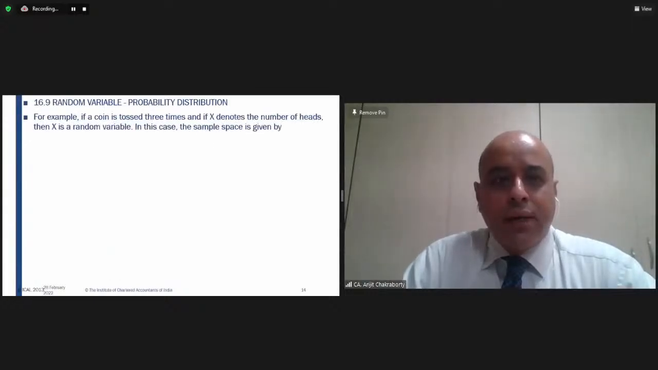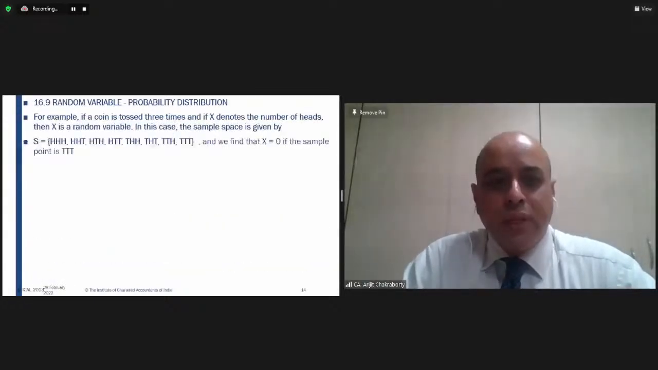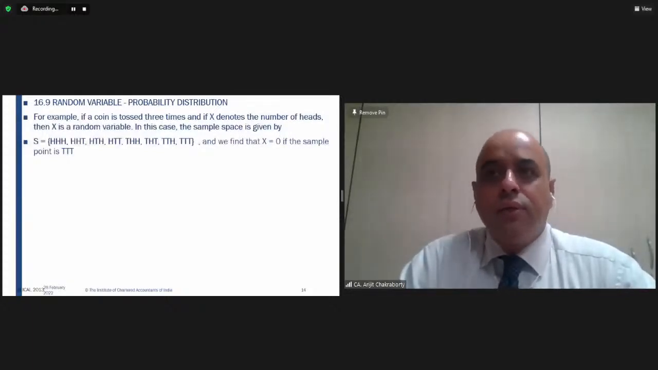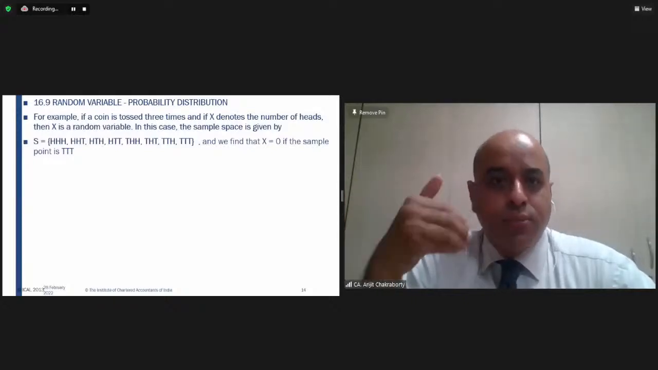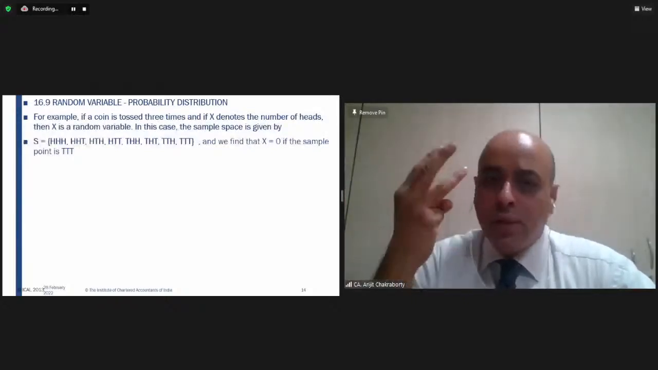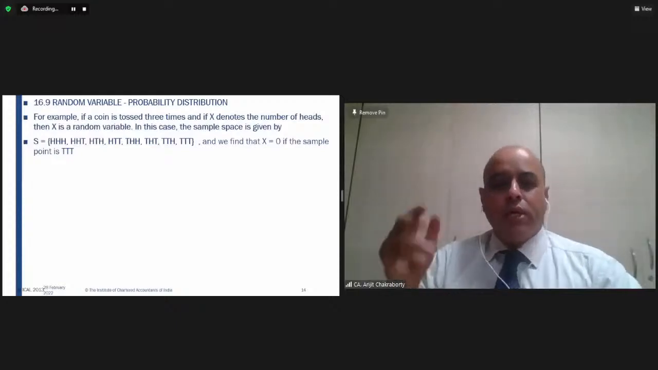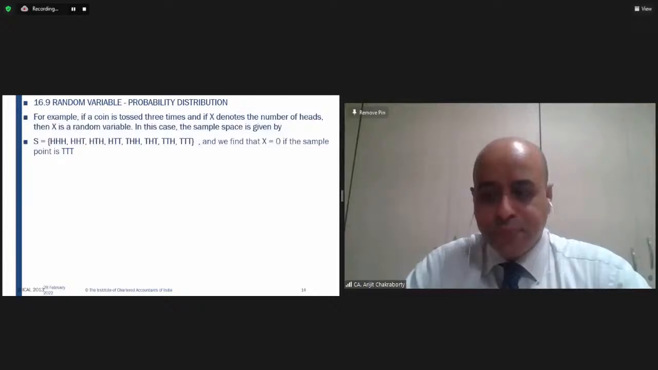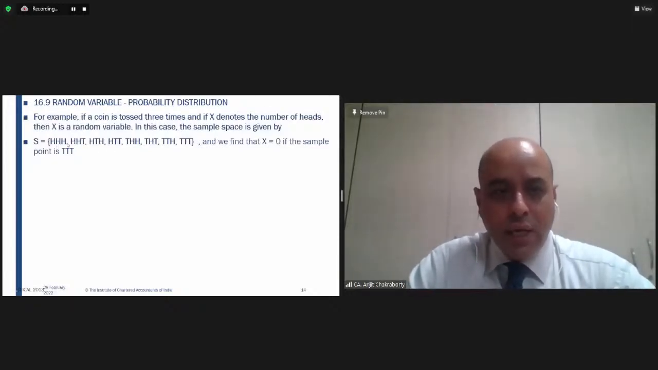Okay. So random variable, again, we can see if a coin is tossed 3 times, and if X denotes the number of heads, then definitely X is a random variable. So what is the sample space? The sample space for getting the possible sequences, the possible events. Now you are tossing the coin 3 times. So it can be head, head, head, H, H, H. It can be head, head and tail, H, H, T. It can be H, T, H. You can see all these points here: H, H, H, H, H, T, H, T, H, head, tail and tail, tail, tail, head and head, all these.